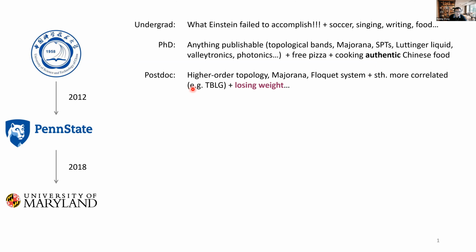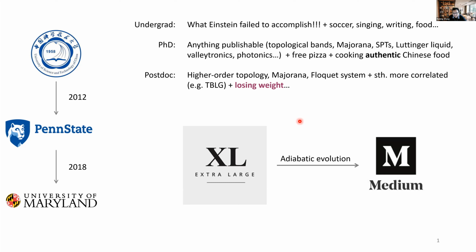As a postdoc, I'm recently interested in exploring a very new field called higher order topology, especially how to use higher order topology to propose new Majorana platforms. Recently, I became interested in Floquet systems, and I'm looking forward to doing something slightly more correlated in the near future, for example twisted bilayer graphene. But this year, I'm also developing a new interest, which is losing weight. I think I managed to find an adiabatic path: in the past 6 months I lost about 30, 40 pounds, from XXL to medium.